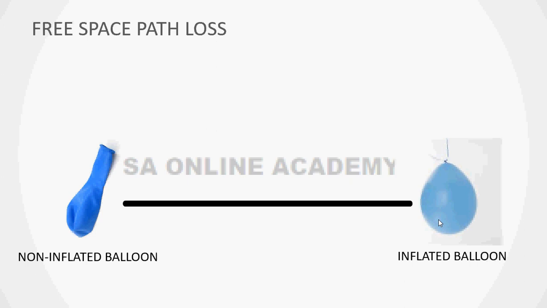When a non-inflated balloon gets inflated, its rubber gets thin, whereas before that it was thick. The same is applicable for waves. When a wave moves away from the antenna, it gets spread and dispersed, and its energy gets attenuated.